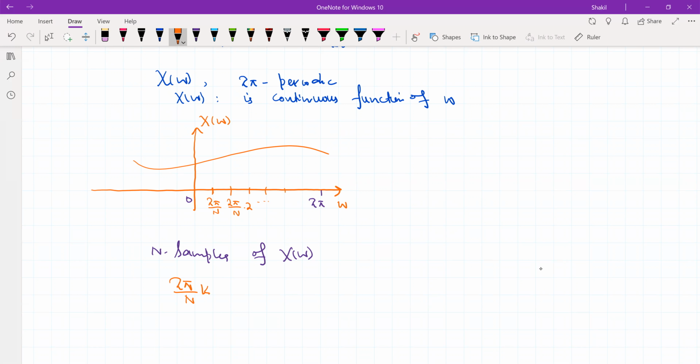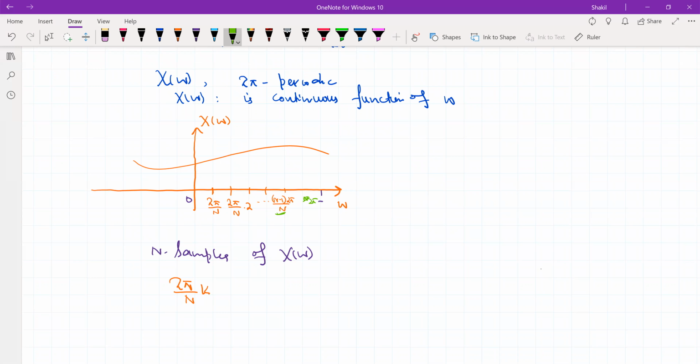So this is our N minus 1th sample, 2 pi multiplied by N minus 1 divided by N, and finally the last one will be 2 pi times N divided by N. So we will simply write it 2 pi. So this is the Nth sample. So this is our last sample actually here, the N minus 1th sample of this.